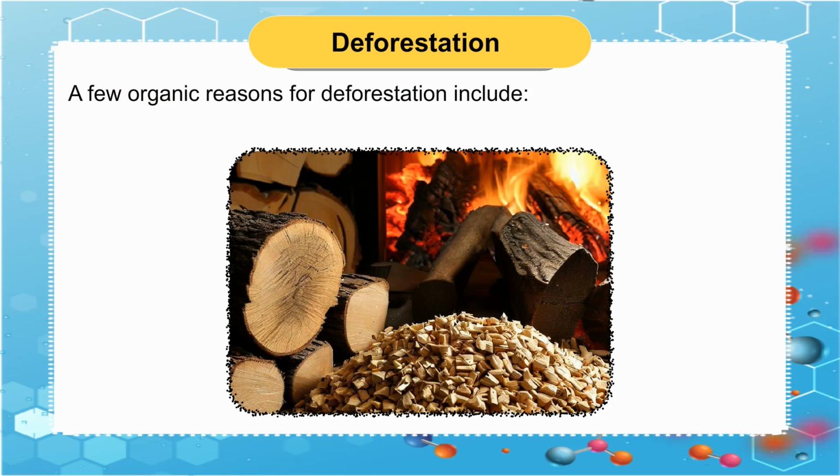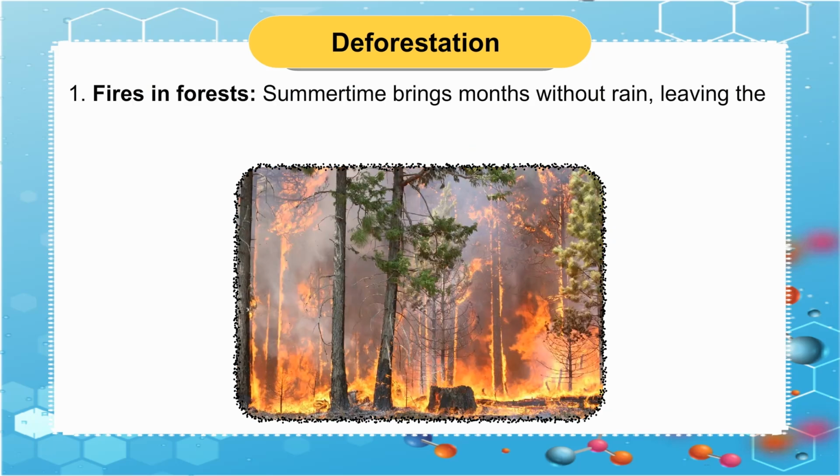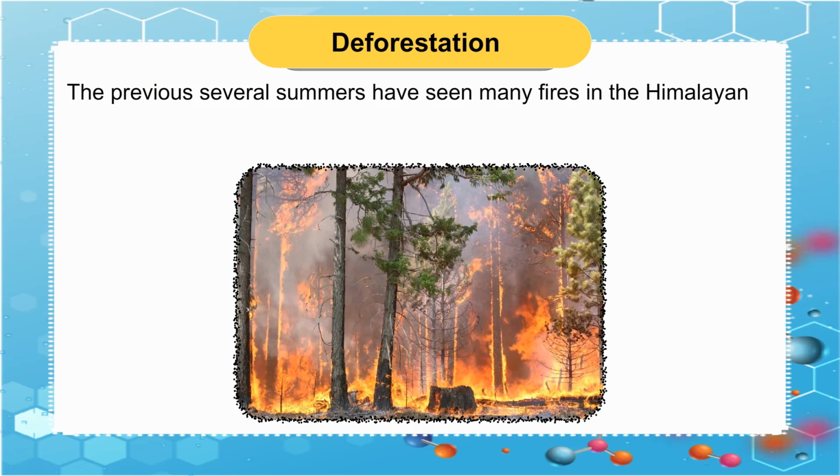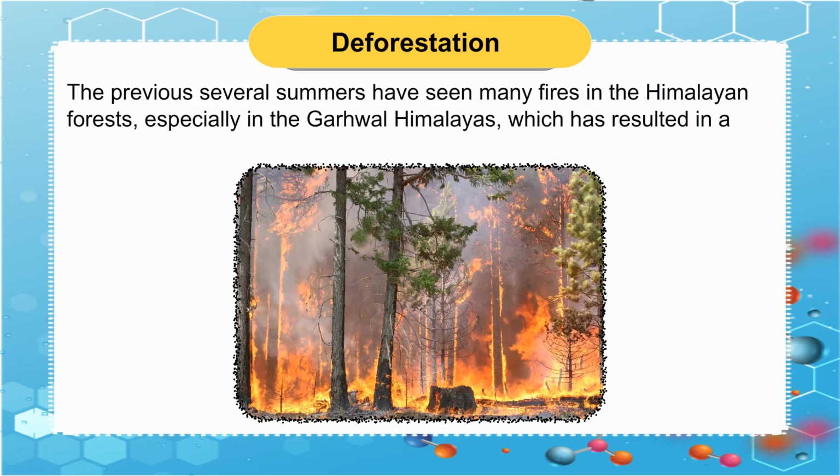A few natural reasons for deforestation include: 1. Fires in forests. Summertime brings months without rain, leaving the forests full of dried, withered leaves and twigs that could catch fire at the slightest spark. The previous several summers have seen many fires in the Himalayan forests, especially in the Garhwal Himalayas, which has resulted in a significant loss of the area's vegetative cover.